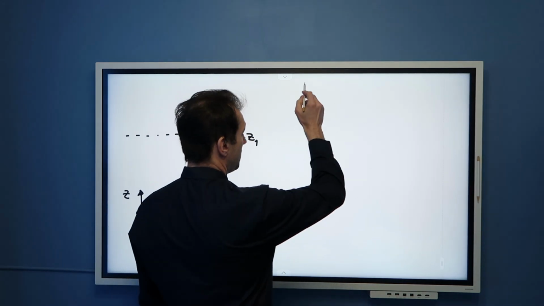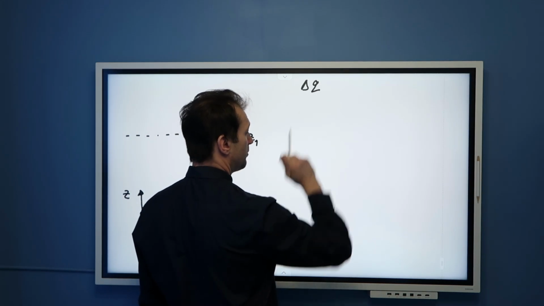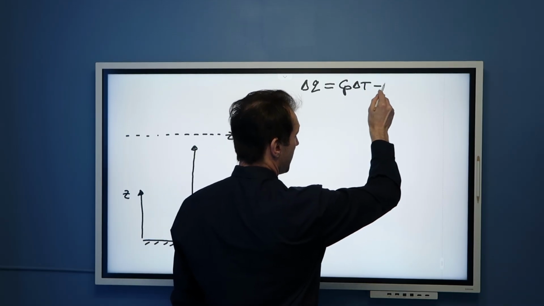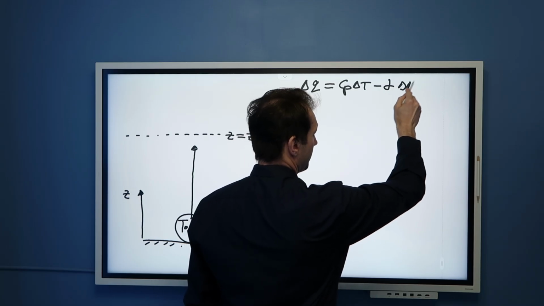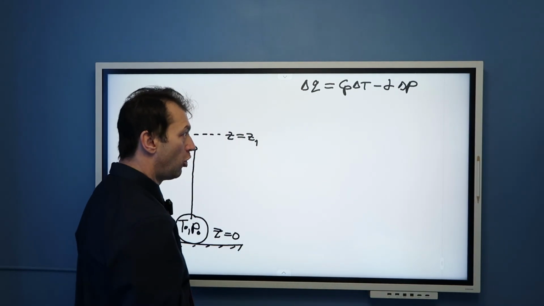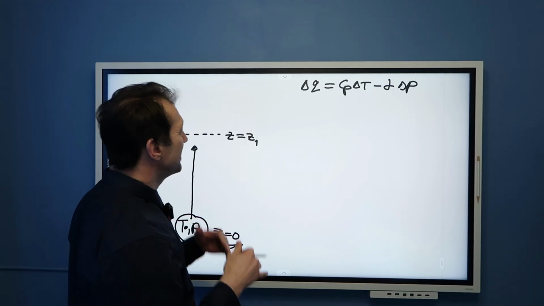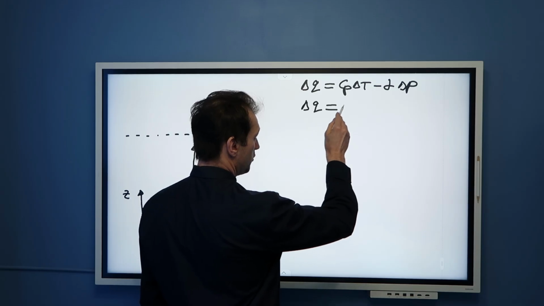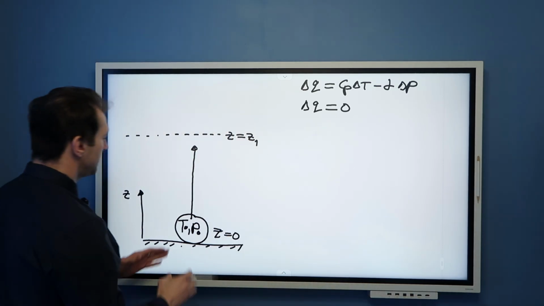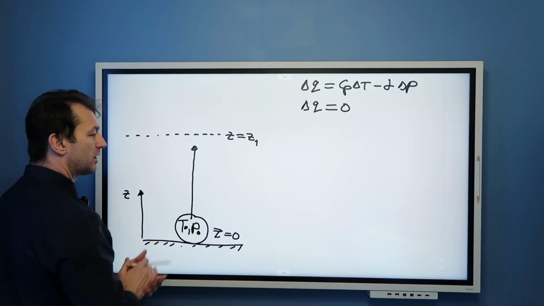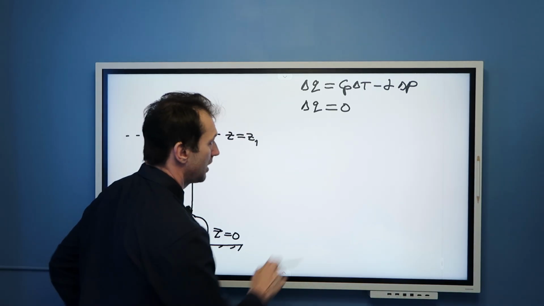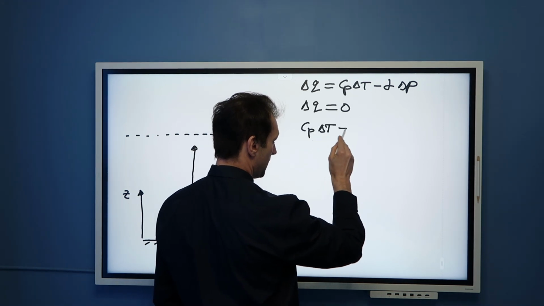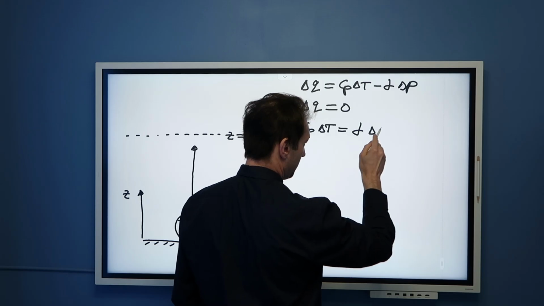To study that, we will use our first law of thermodynamics. Delta Q is equal to Cp delta T minus alpha delta P, where alpha is 1 over rho, where rho is air density. But in this lecture, we are looking into an adiabatic process. That means delta Q is equal to 0. That means there is no heat absorbed or released by this parcel of air. So from the first equation, we see therefore that Cp delta T is equal to alpha delta P.